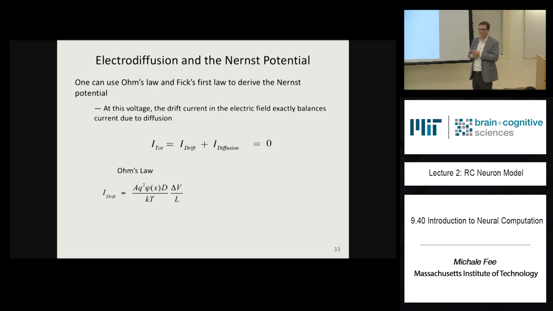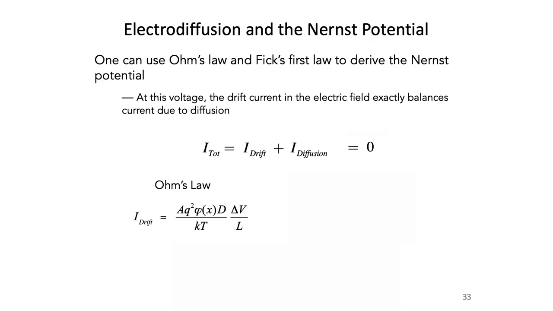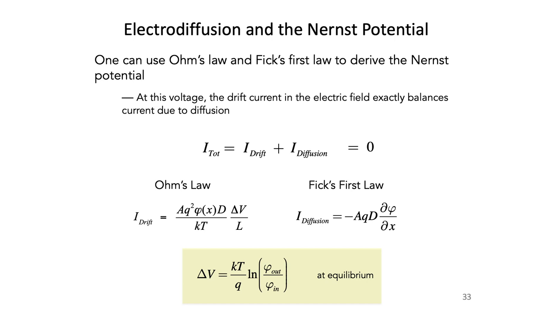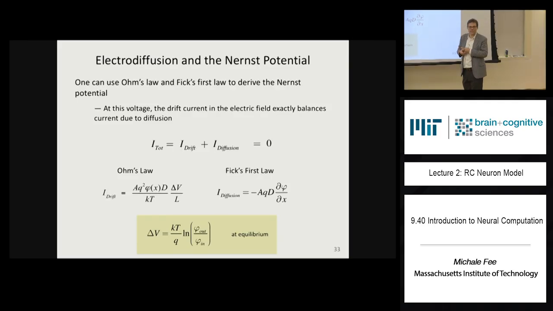You don't even have to write this down, okay? So the drift current is proportional, it's some constant times voltage. Fick's law is some constant times the concentration gradient, remember that. And we just set those two things equal and solve for delta V. And what you find is that delta V is just some constant times the log of the difference in concentrations on the inside and outside. Okay?